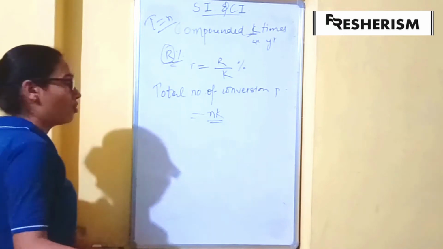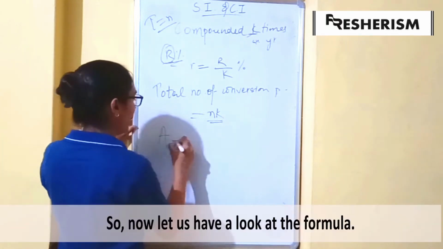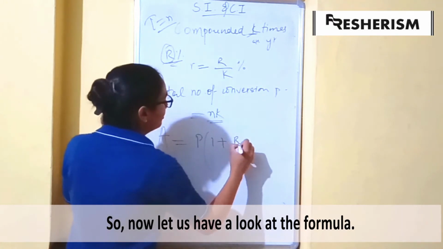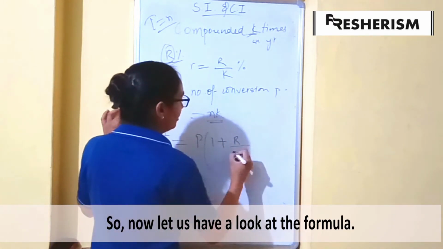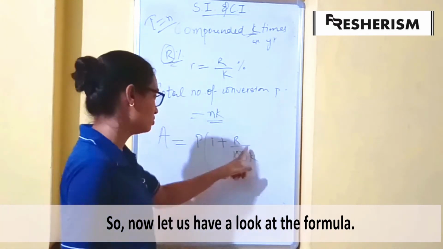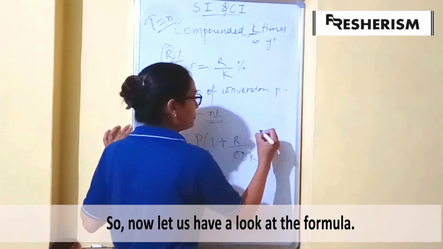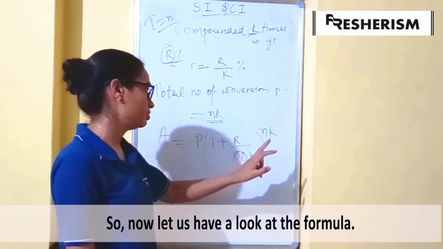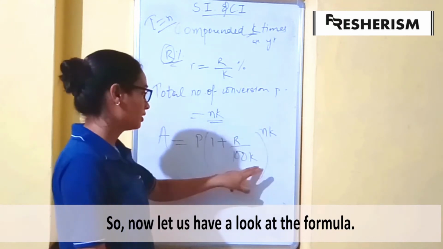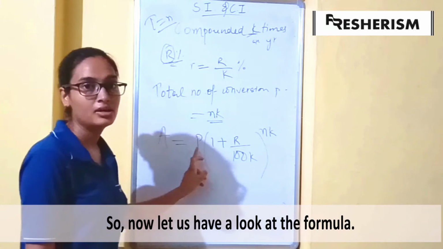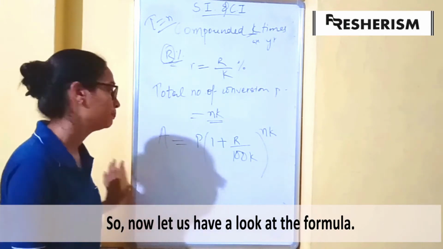So we get the formula here for amount as A equals P times (1 plus r by 100k), as it was r by k, so k comes here, raised to the power nk. Total number of conversion periods is nk, and r by k is the rate per conversion period, P is our principal, A is our amount.